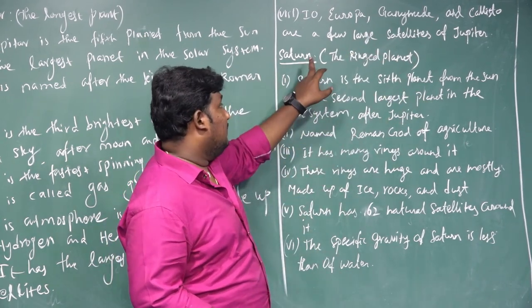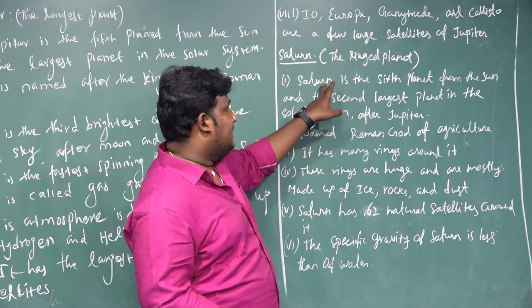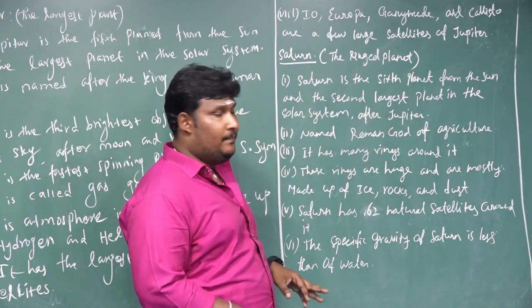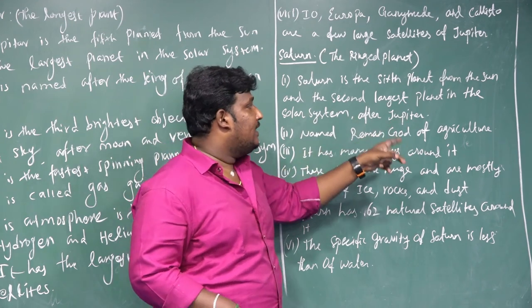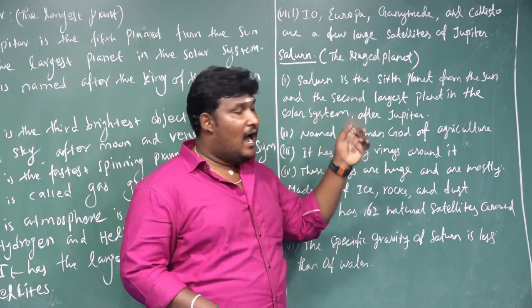Sixth one is Saturn, the ringed planet. Saturn is the sixth planet from the Sun and the second largest planet in the solar system after Jupiter.